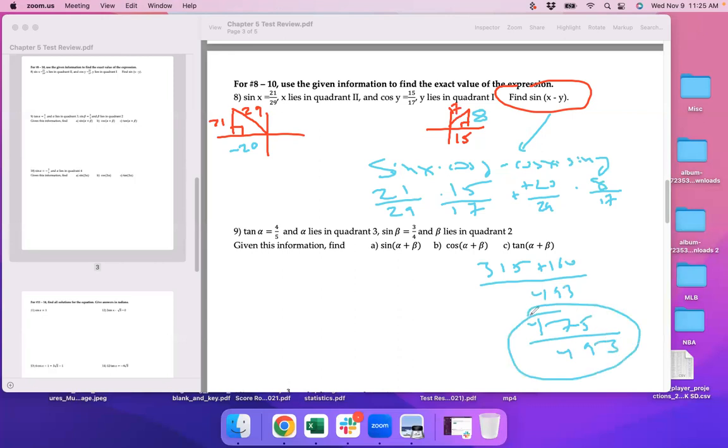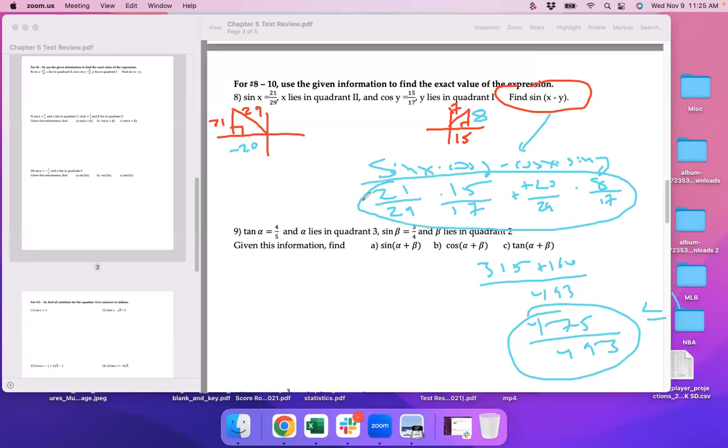And by the way, this should never be more than 1. Because remember, sine is opposite over hypotenuse, the opposite side of a triangle, whatever x minus y is in degrees or radians. It's going to be opposite over hypotenuse, sine of an angle, and the opposite side is never more than the hypotenuse. So this always has to be less than or equal to 1. It's never going to be more than 1. If you get something more than 1, you probably made a computation error along the way.